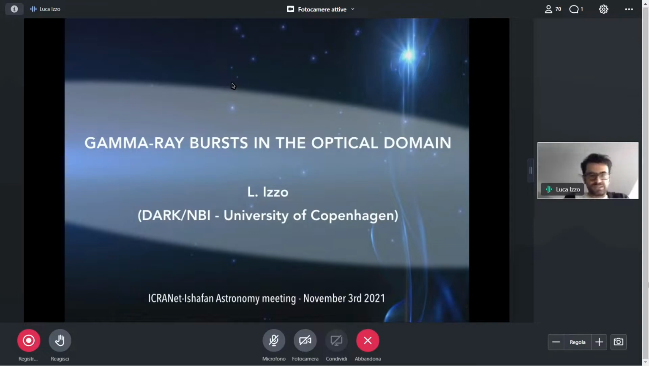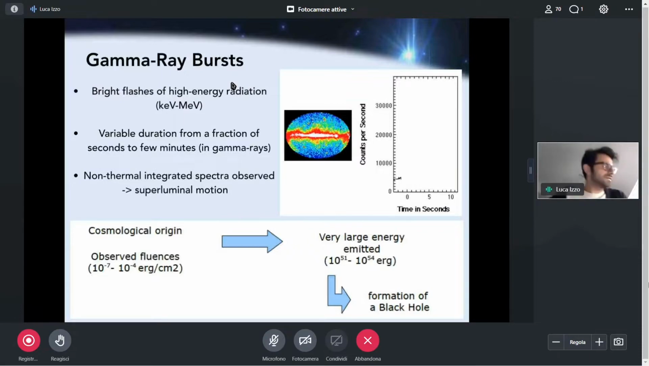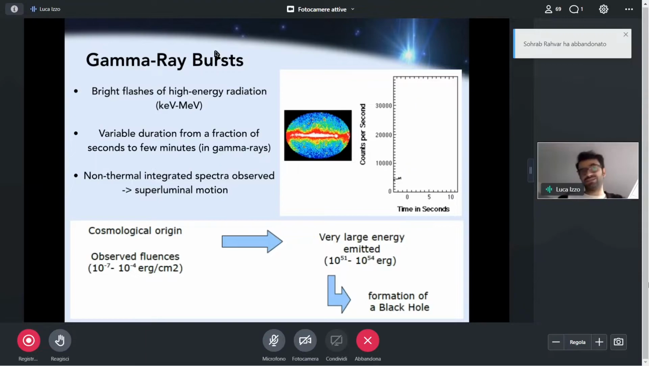So my talk is related to the observational side, particularly the optical domain of gamma ray bursts. I've seen in the program of this meeting that there will be several talks about theoretical interpretation of GRB emissions. So I was thinking that maybe a phenomenological introduction to these very energetic events was needed. So what are gamma ray bursts?